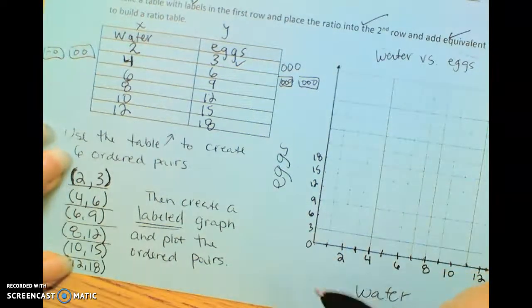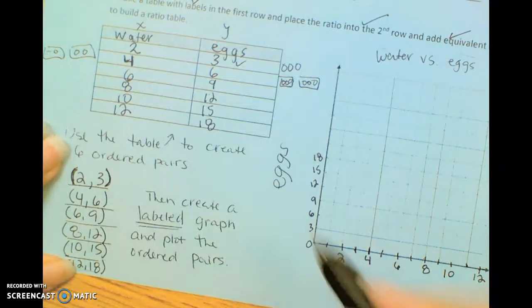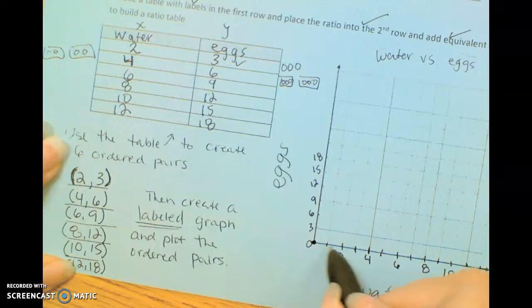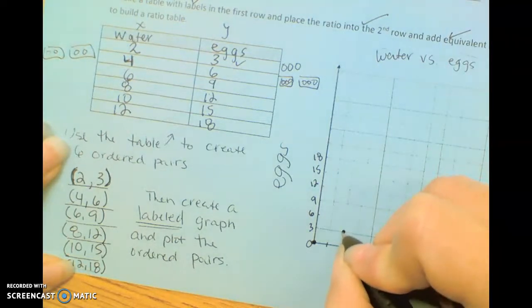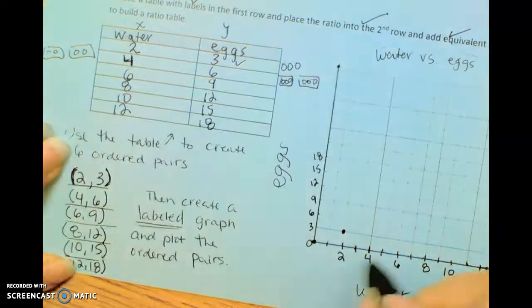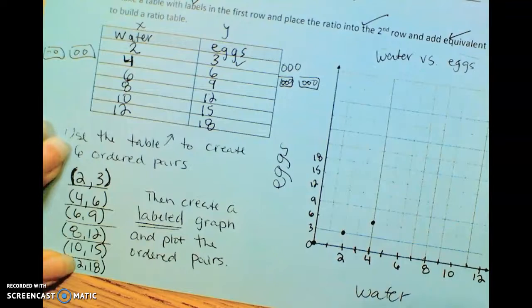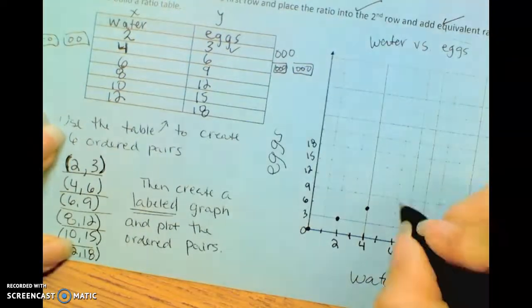So now I have to plot these. So when I see the ordered pair (2, 3), I always start at the origin, (0, 0), and then I go over 2, up 3, and I place the dot. That's a plot. When I plot (4, 6), I go over 4, up to 6. Where they intersect, I put the dot. (6, 9), over 6, up 9.